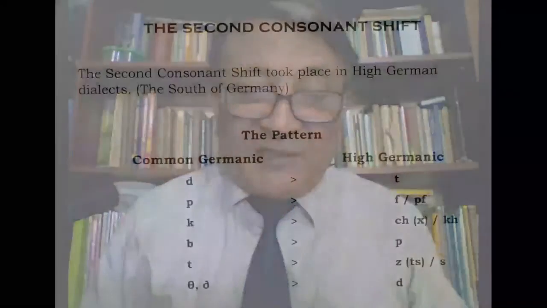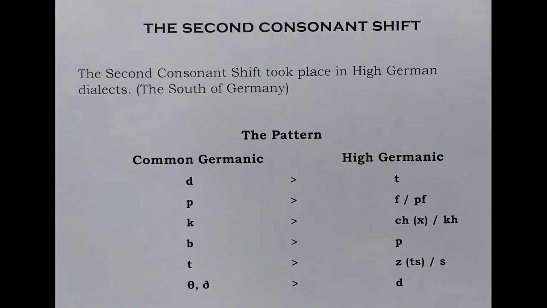Now, next item of our lecture is the second consonant shift. Earlier we spoke about the first consonant shift, and this time we'll analyze the second consonant shift. The second consonant shift took place in the High German dialect of the south of Germany.